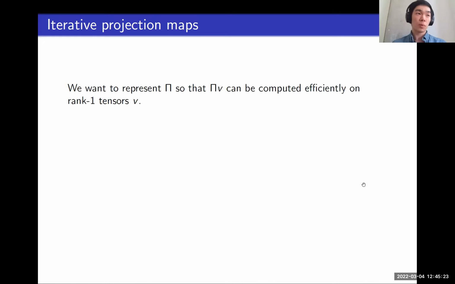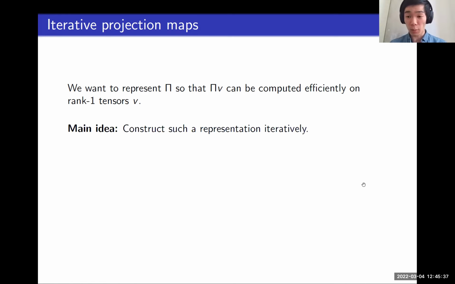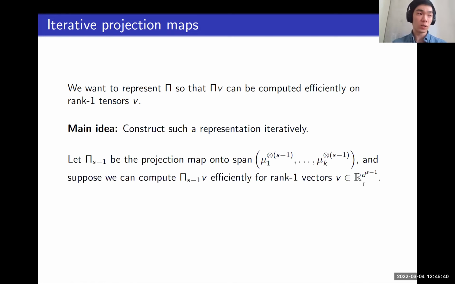So, recall what we want to do. We want to represent this projection map pi from d to the t dimensions down to k dimensions. And we want it to be efficiently computable on rank one tensors in d to the t dimensions. So we'll construct such a representation iteratively. What this means is, assume that we have a projection map onto the span of mu i to the s minus one. Then we'll try to construct a projection map that projects onto the span of mu i to the s.